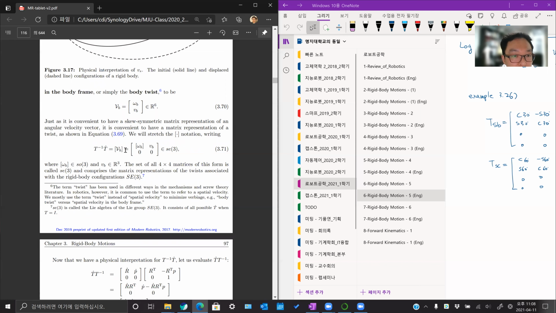So in here we learned about large SE3. So large SE3 is homogeneous transformation matrix, and the small SE3 is this one. The bracket of this twist becomes 4x4 SE3 form. So we call this one 6-vector form, and this one we call SE3 form. So this one is 6x1, this one is 4x4 matrix.